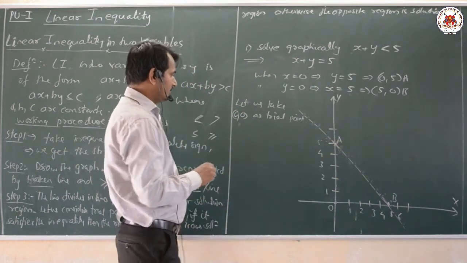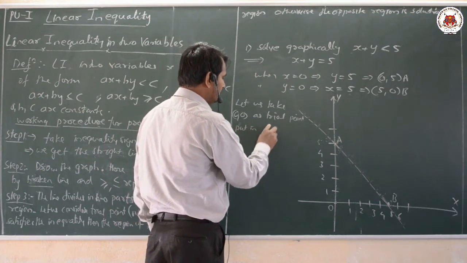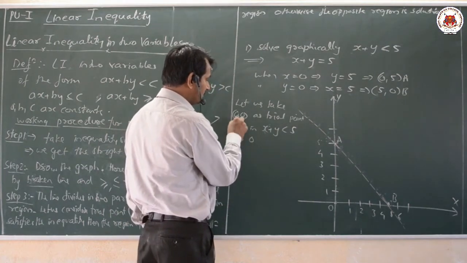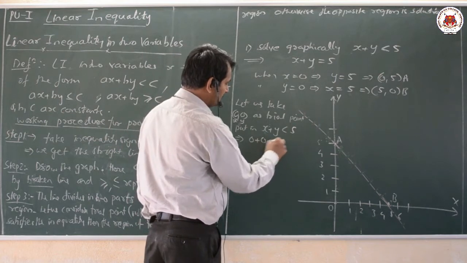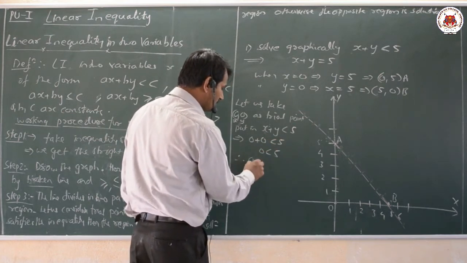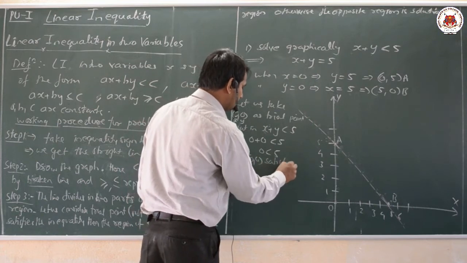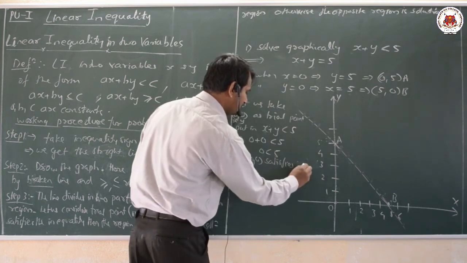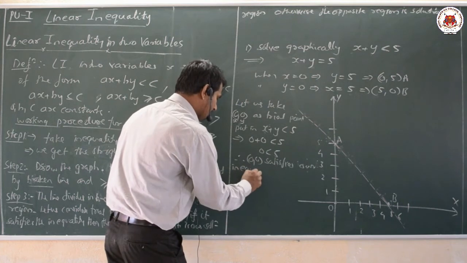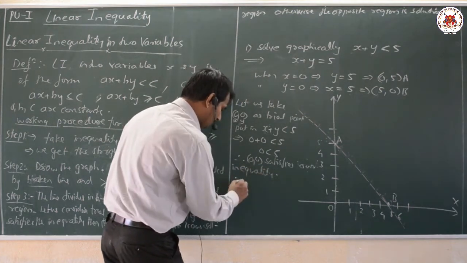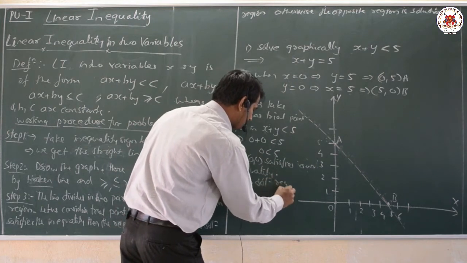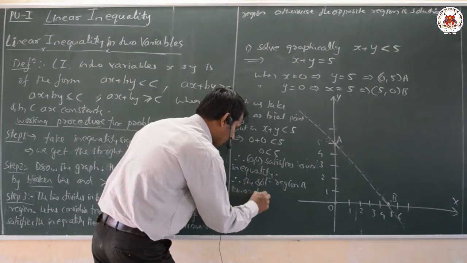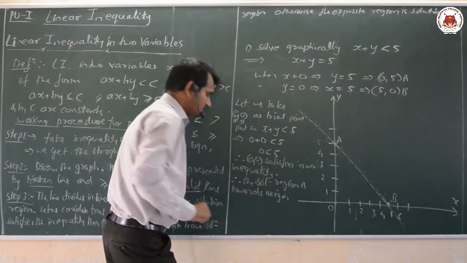Now let us put in x plus y less than 5. We shall substitute x is 0 and y is 0. That is 0 plus 0 less than 5, that is 0 less than 5. Therefore 0, 0 satisfies our inequality. Therefore the solution region is towards the origin.